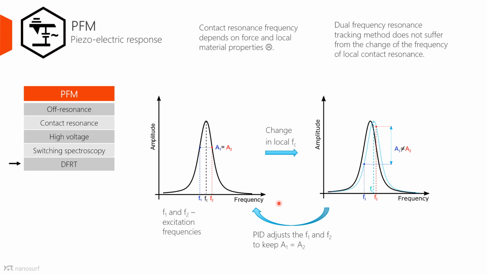The last PFM mode I would like to discuss today is the dual frequency resonance tracking, or DFRT PFM. The contact resonance PFM, while being very helpful in amplifying small signals, has one disadvantage. The contact resonance frequency depends on local sample stiffness and the force applied to the tip. Therefore, it can change while scanning.